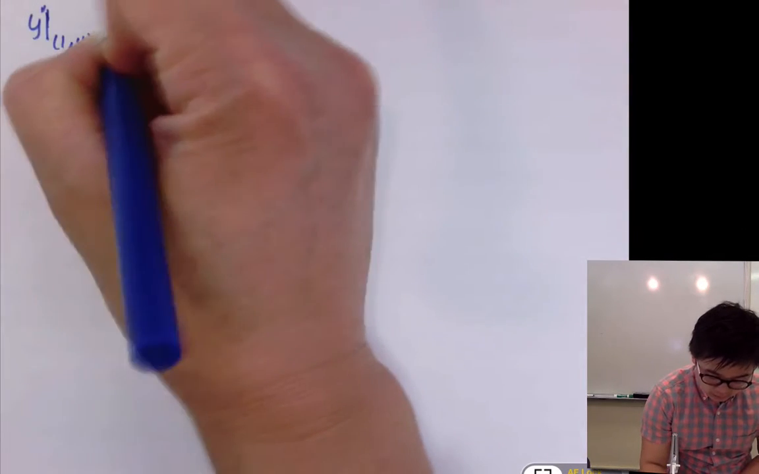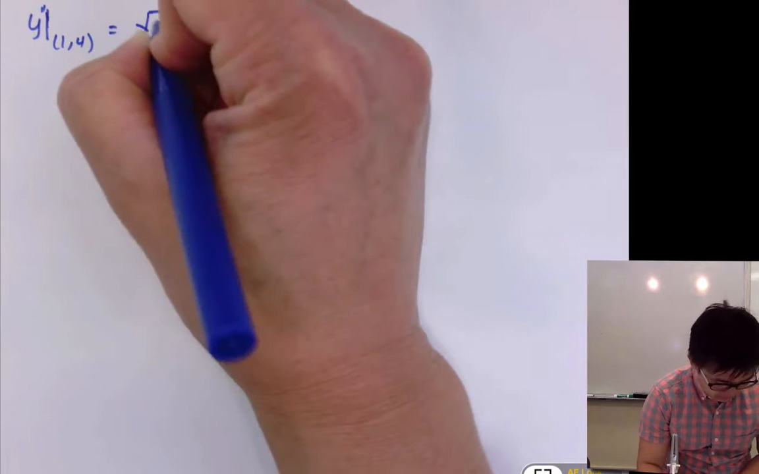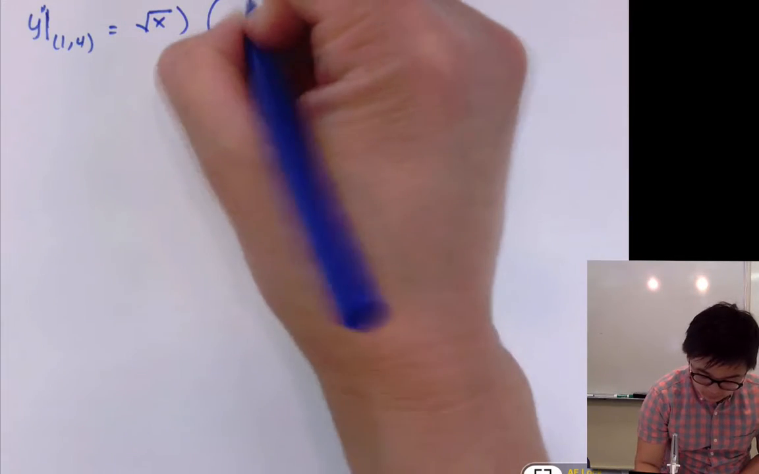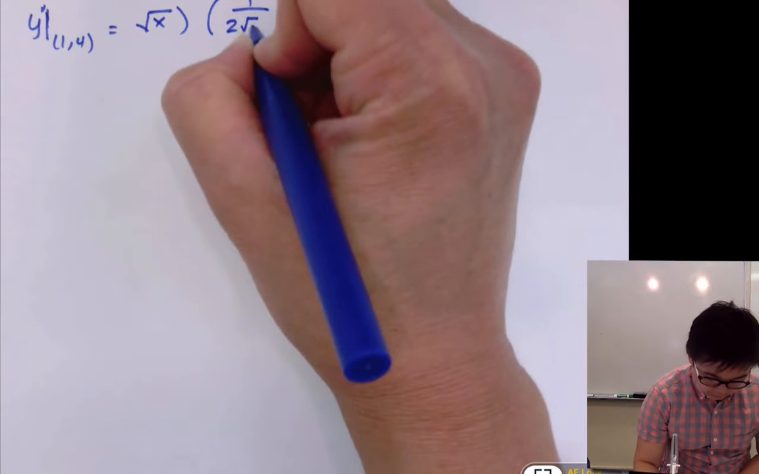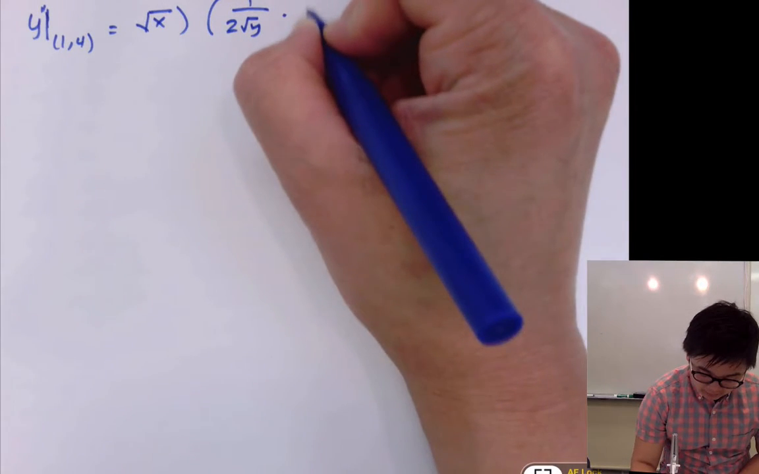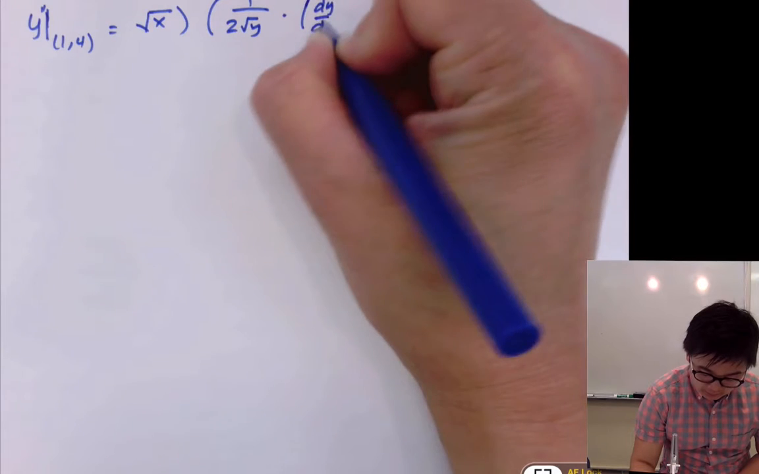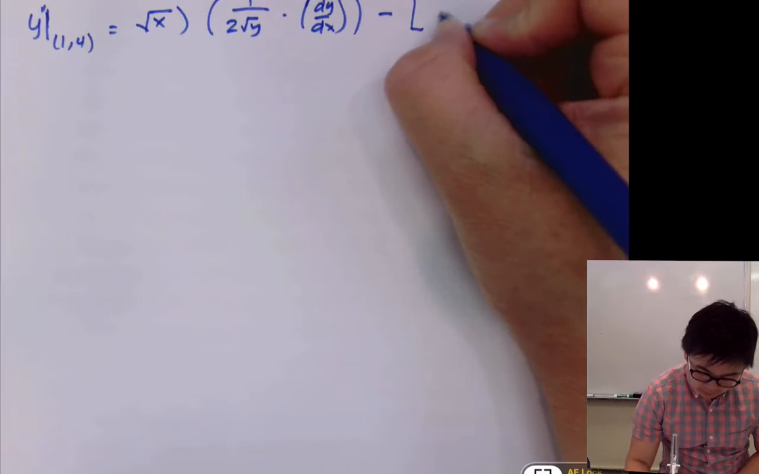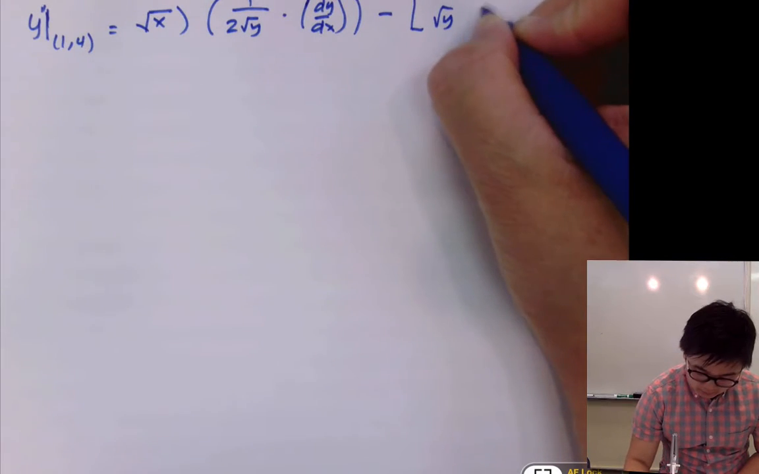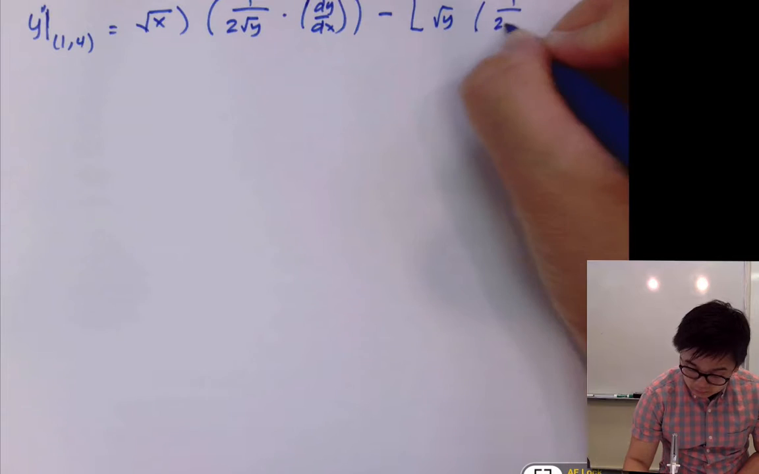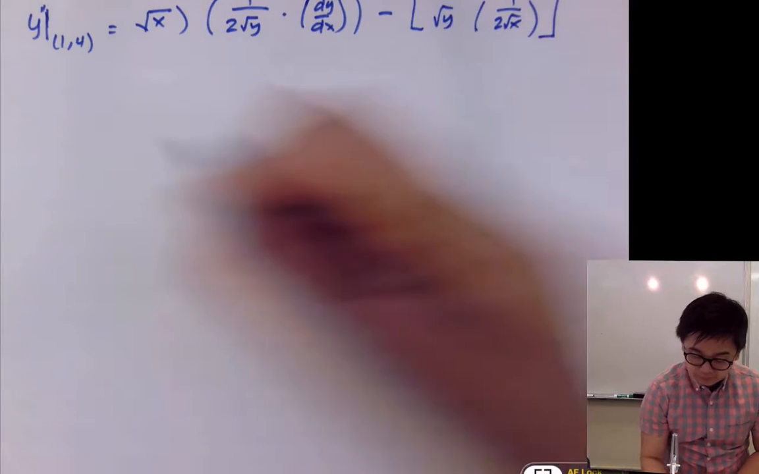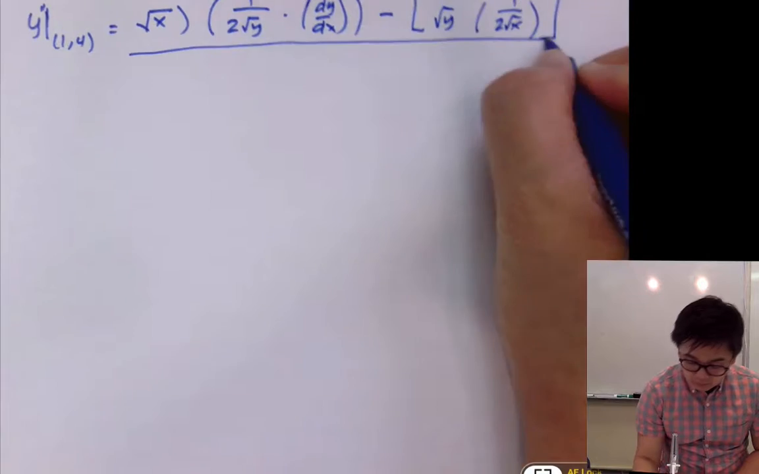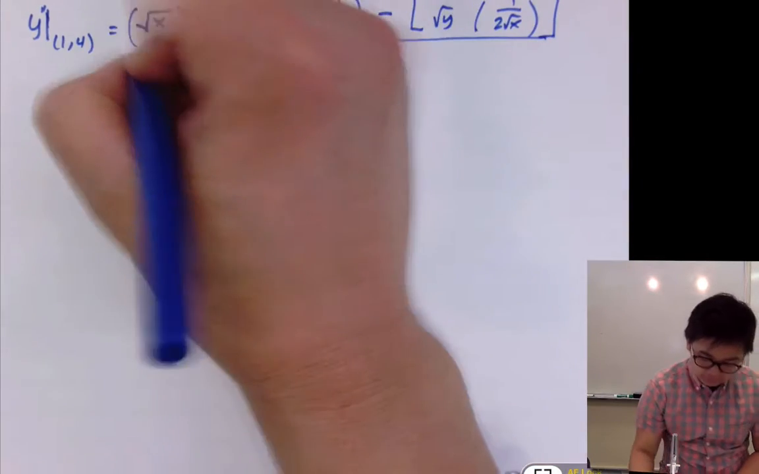So once again, we are working on y double prime at (1, 4): square root of x times 1 all over 2 square root of y, multiplied by dy/dx, subtracted from square root of y times 1 over 2 square root of x, all over x.